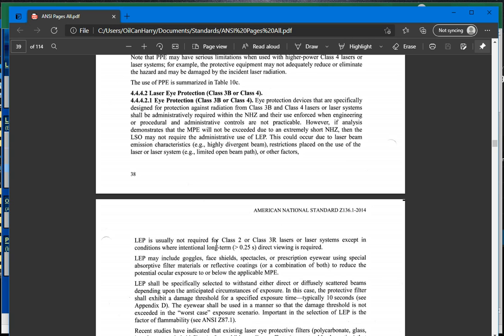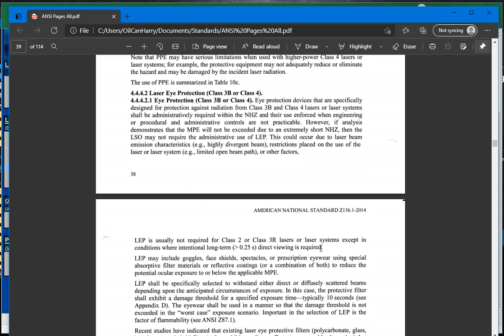Laser eye protection is usually not required for class 2 or 3R lasers or laser systems except in conditions where intentional long-term staring greater than a quarter of a second direct viewing is required. Okay, so what we're saying is, to work with a 3R, so long as we're not going to be intentionally long-term staring into it, so there's no direct viewing required, the standard sees that this is not a very high risk and says you don't have an eyewear requirement for class 3R. That goes along with what we just saw, that there's no control measure requirement for 3R.